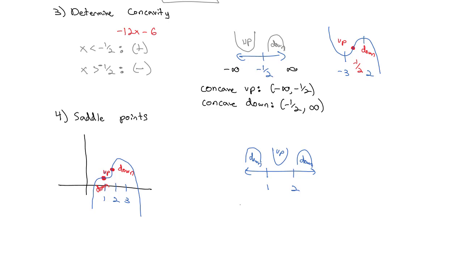So if I put this in interval notation, we would say, with negative infinity on the left and infinity on the right, this one is concave down from negative infinity to 1, and then again from 2 to infinity. And it is concave up only between 1 and 2.